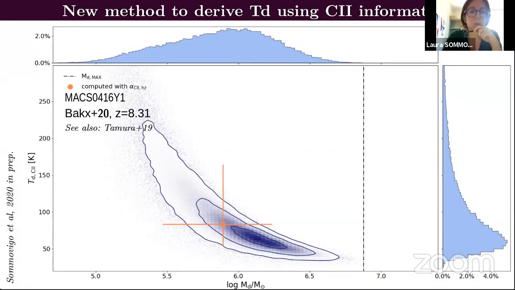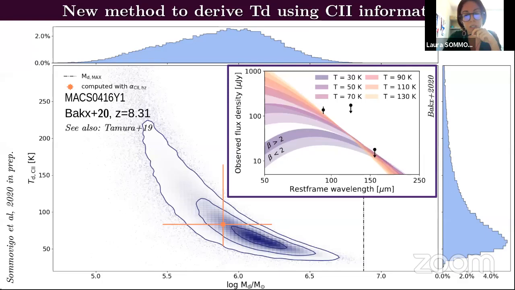Finally, I would like to conclude by presenting some preliminary results on a new method that we are developing, which is aimed at constraining the dust temperature using only one continuum observation, which is what we generally have for high redshift galaxies. Here, I'm showing the case of the same galaxy I was discussing before in terms of the dust mass: the galaxy at redshift 8.31, observed by Bakx 2020 and Tamura 2019. For this galaxy, with our method, we get a dust temperature of 83 Kelvin, which is perfectly in line with the lower limit given by Bakx 2020.